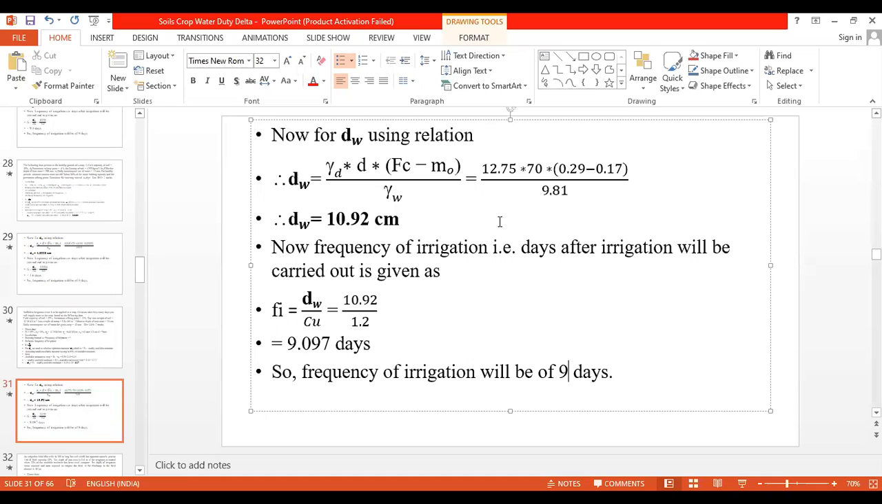Okay, this is the data for this example. Now today we'll stop over here and we'll start such types of important numericals in the next lecture.